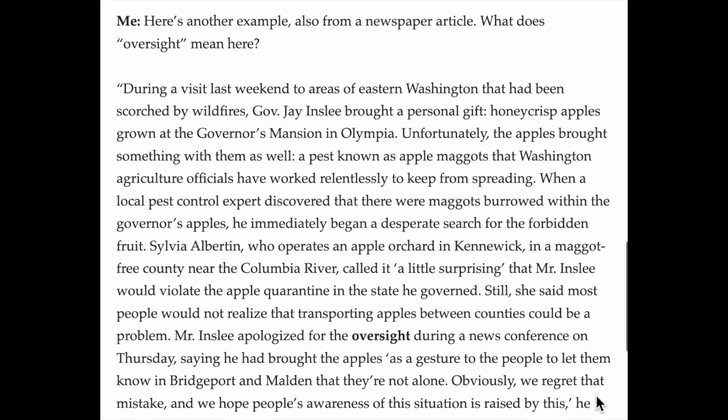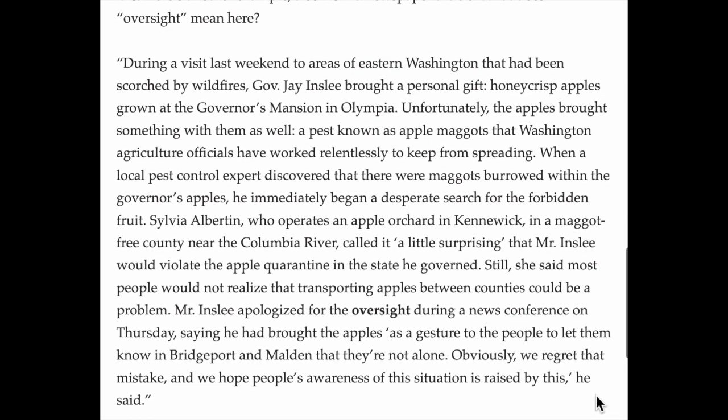Well, here's another example, also from a newspaper article, asking what oversight means here. And you see down towards the bottom, "Mr. Inslee apologized for the oversight during a news conference." So we have the oversight, and then a little later, it says, "obviously, we regret that mistake." So a human being reading this understands that this oversight does not mean supervision, it means a mistake. And if you read the entire text, it would be clear.